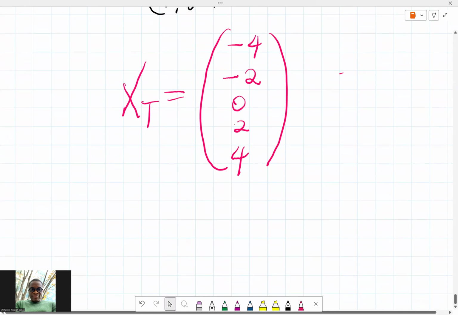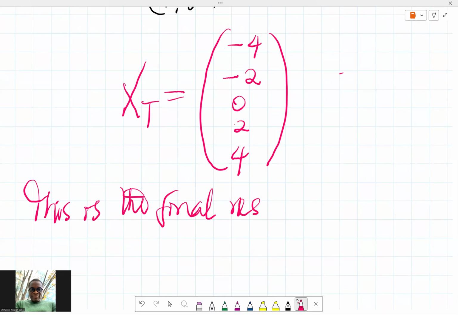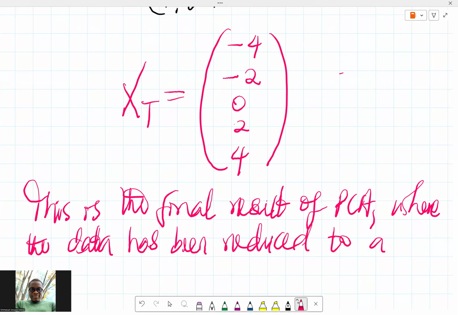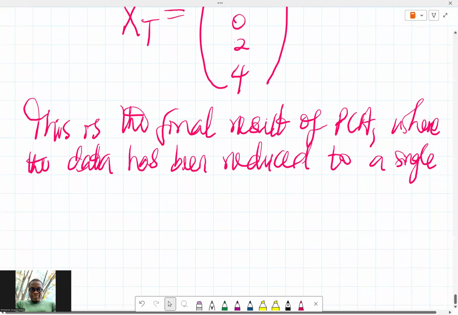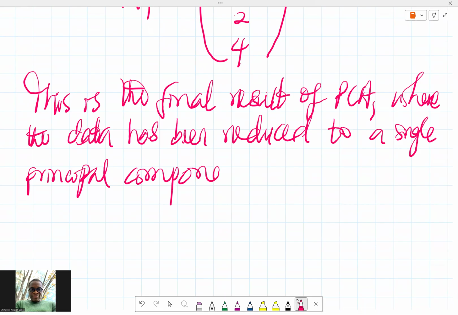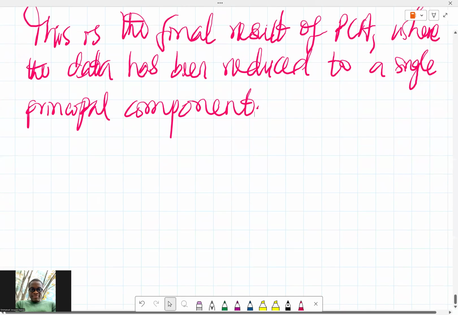So now, this is the final result of principal component analysis, where the data has been reduced to a single principal component. That's the essence of what we have here. If you have a wider dimension, it would have been more robust than this, but this gives a brief of all that.